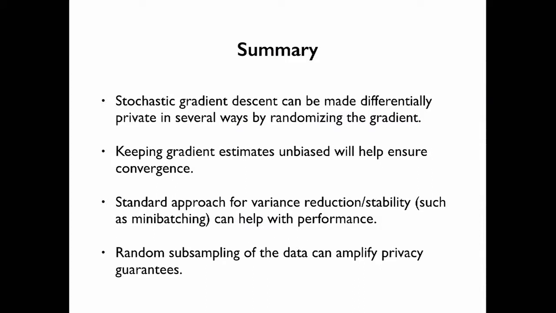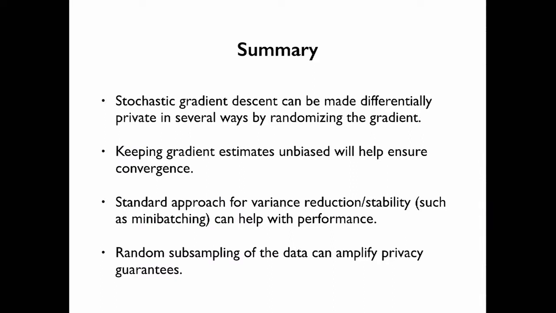So just to summarize this thing about stochastic gradient descent, it's pretty easy to make stochastic gradient descent differentially private by adding appropriate noise. You can come up with your own favorite randomization method for the gradient and then prove an epsilon delta that guarantees epsilon delta differential privacy, and it might work very well for you. So, I just gave 2 examples. As long as we keep the gradient estimates unbiased, this makes convergence more straightforward.